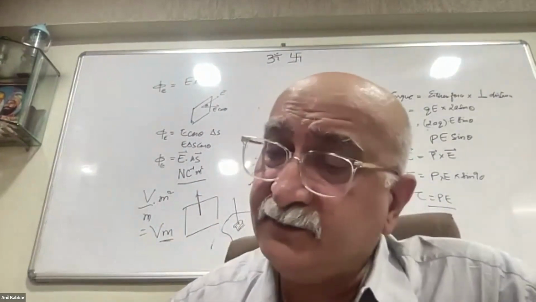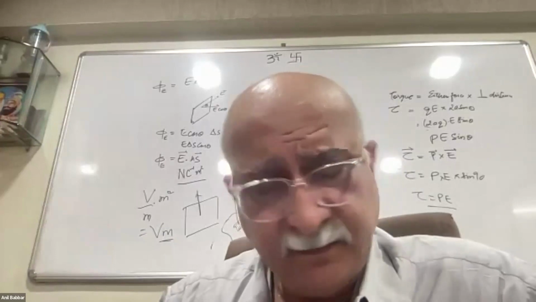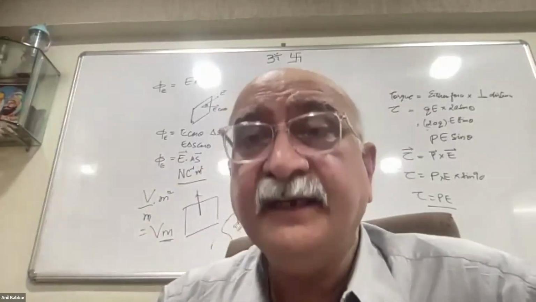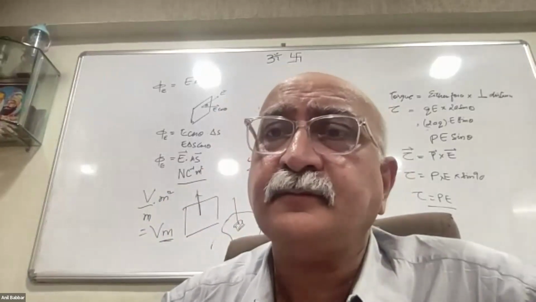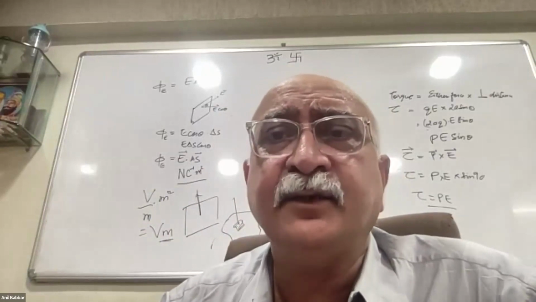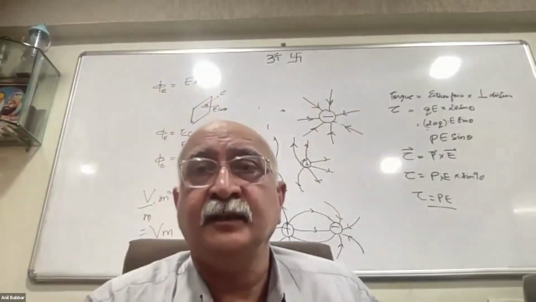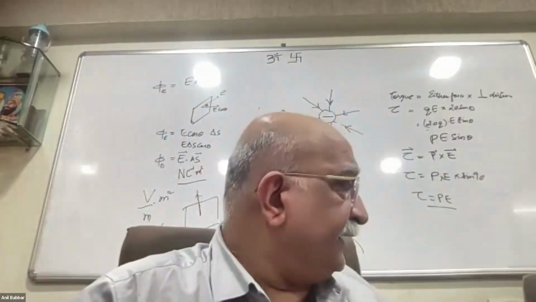Then comes the Gauss theorem, which is a very important topic. Two-mark questions must be asked about this. So Gauss theorem states that the total flux through any closed surface is 1 by epsilon naught times the charge enclosed in it.